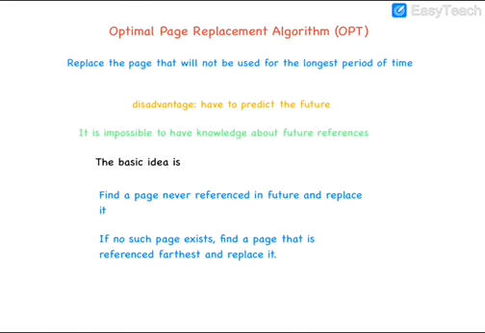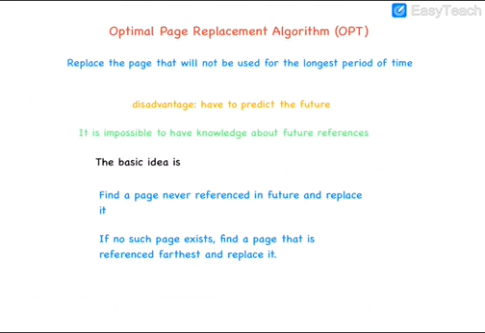The disadvantage is we have to predict the future, that is, we have to predict which page will not be referred to in the future. That is impossible, to have knowledge about future references. This is the problem with the optimal page replacement algorithm.